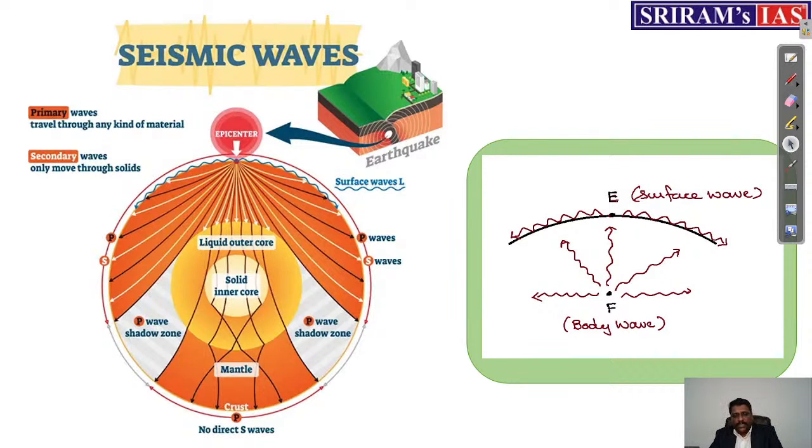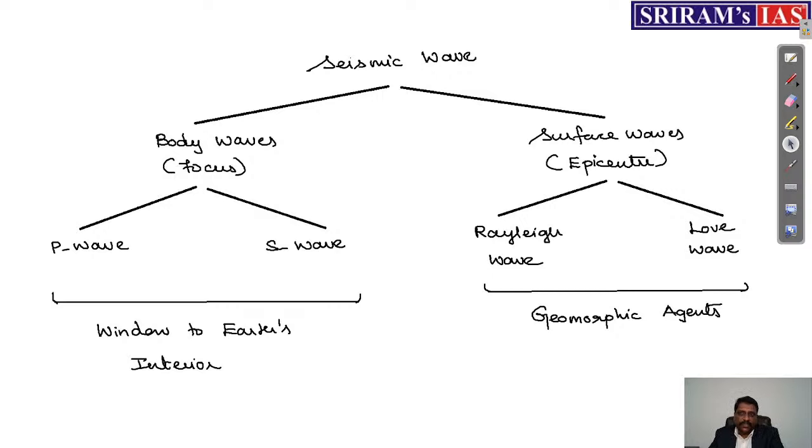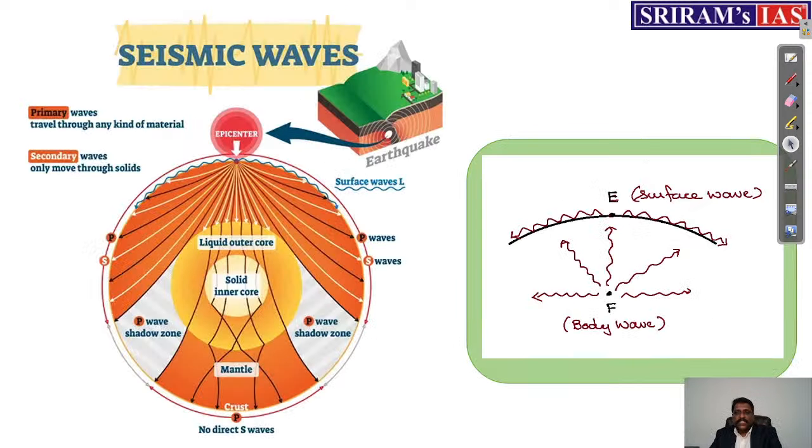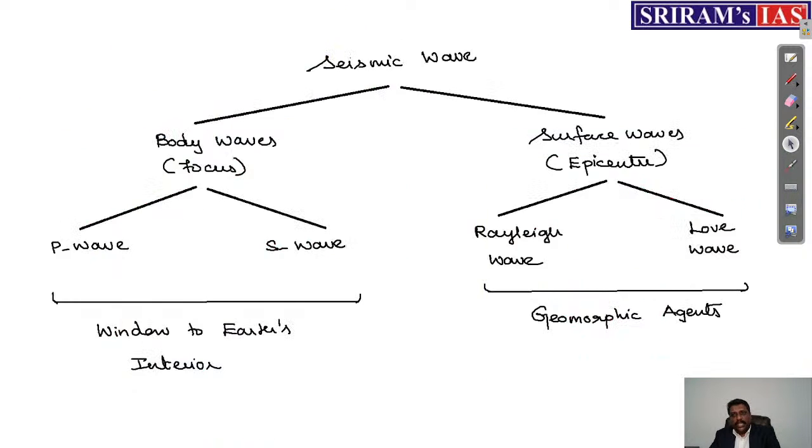One, we call them body waves, and two, surface waves. Body waves, as the name suggests, travel only through the interior of the Earth. They are produced from the focus, and a pair of waves is produced: the P wave and the S wave. Surface waves, produced from the epicenter, are Rayleigh and Love waves.